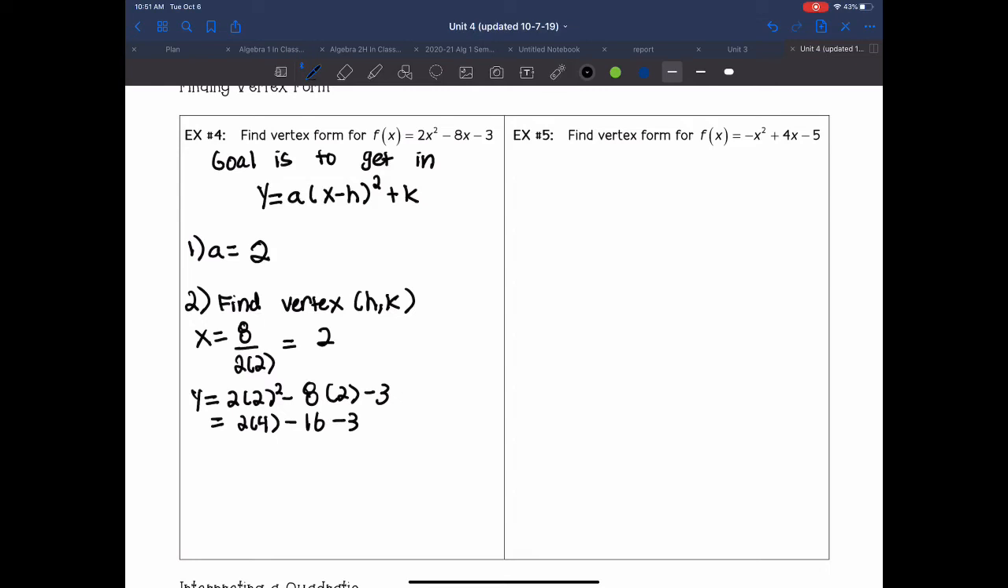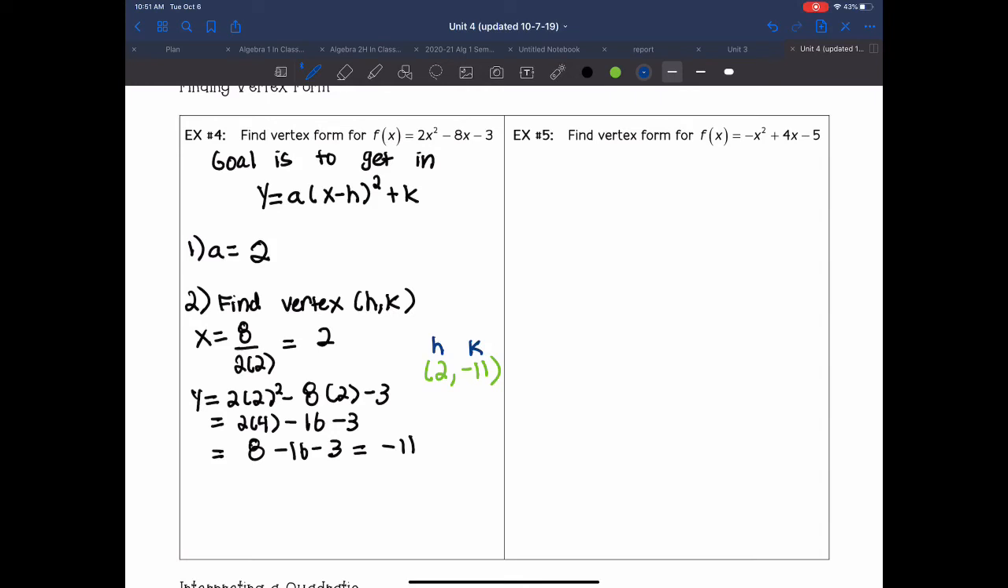minus 8 times 2, which is minus 16, minus 3. 2 times 4 is 8. 8 minus 16 is going to give me negative 8. And negative 8 minus 3 is going to give me negative 11. Let me simplify that a little bit. So I have 8 minus 16 minus 3, and that is equal to negative 11. Okay, so my vertex here is going to be represented by 2, comma, negative 11. And I know, again, that this is H, comma, K.